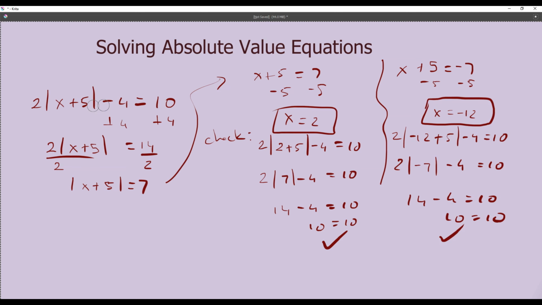Okay, so remember, if you have things outside the absolute value, you get rid of them first, and then you split into the positive and the negative, and you solve for both, and then you check for both. Okay.